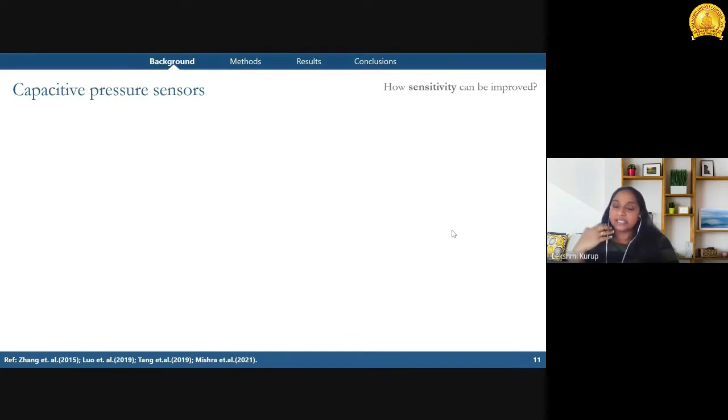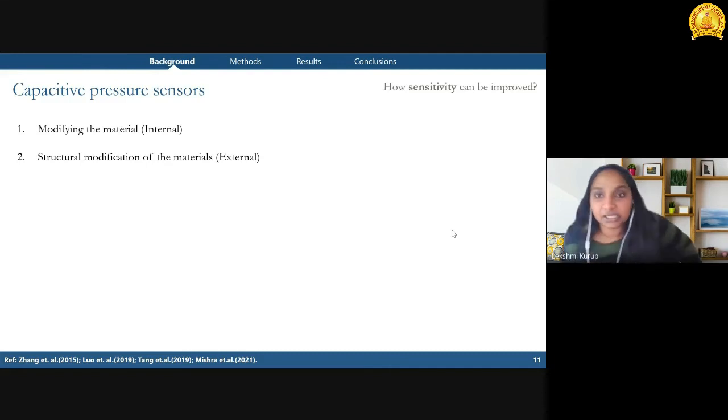So now, work is being done on capacitive pressure sensors to boost the sensitivity, right? From the literature review, we can find two methods that researchers have used to improve the sensitivity. The first one is to modify the dielectric material which is sandwiched between the two electrodes. The other is structural modification of the material. Structural modification means the structure of the material is being modified, whereas in the first one, the composition of the material is being modified. So either modifying the composition, or the structure, or going for both.